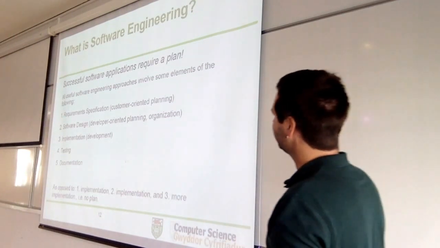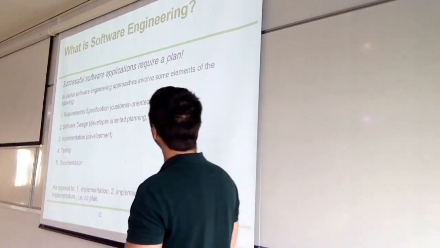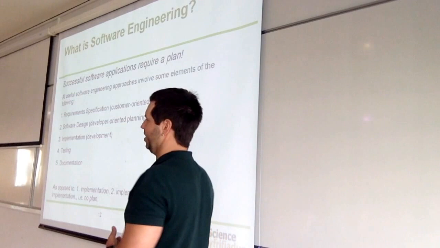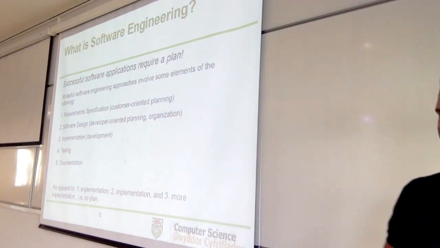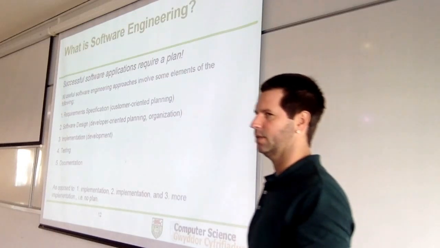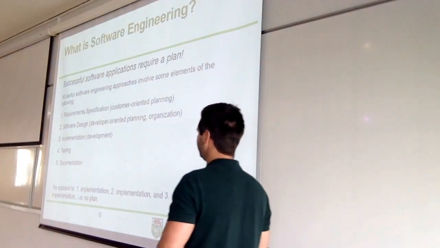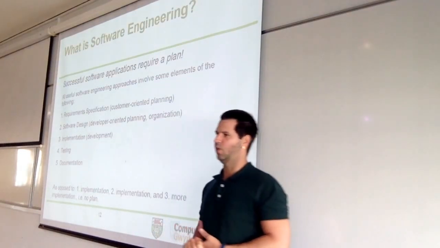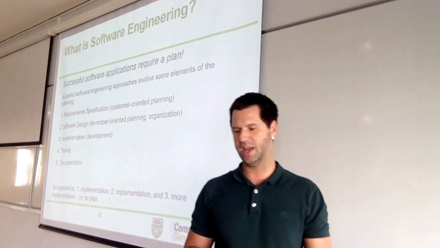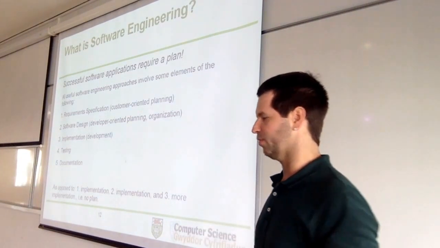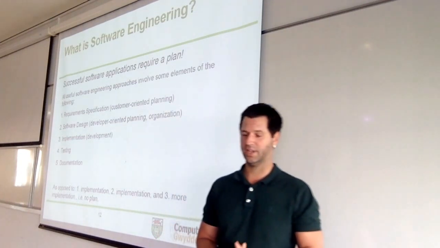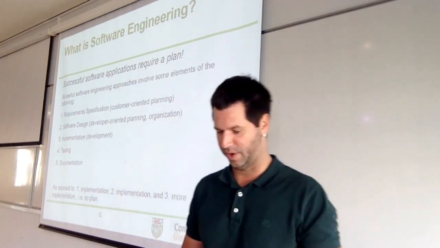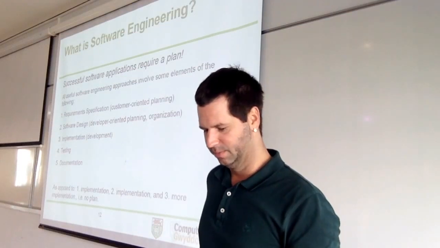So successful software applications require a plan, right? When you're building something out of Legos, you don't necessarily plan it. But when you start building a house or something serious, you need a plan. So software engineering is about planning too, right? Coming up, how do you plan a software engineering project?